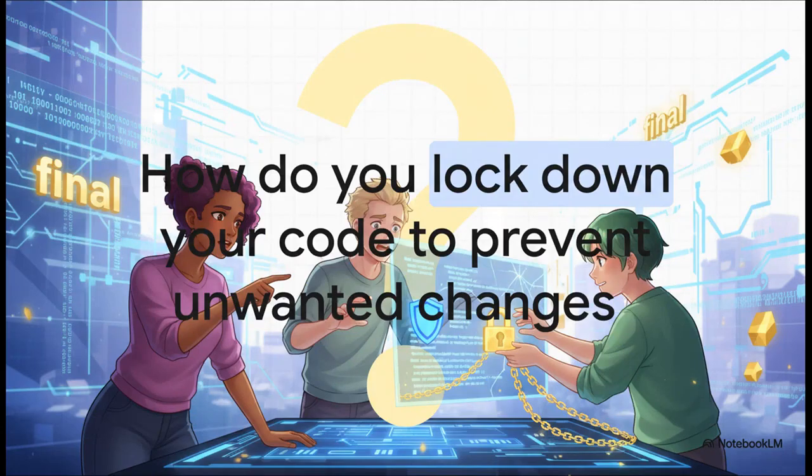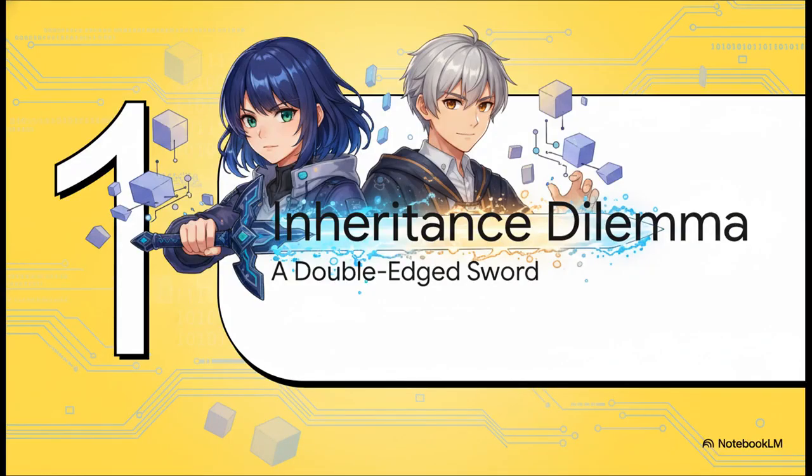Okay, so picture this. You've been working for hours, maybe even days, just crafting this perfect class. It does exactly what it's supposed to do flawlessly. But you're working on a team, right? So how do you stop someone from coming along, creating a subclass, and accidentally breaking the whole thing with some weird, unexpected behavior? It's a classic problem, and thankfully, Swift has a really elegant answer. And to really get a handle on that solution, we first have to talk about the problem itself.